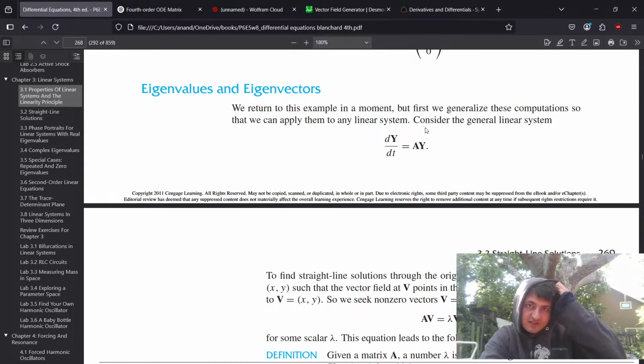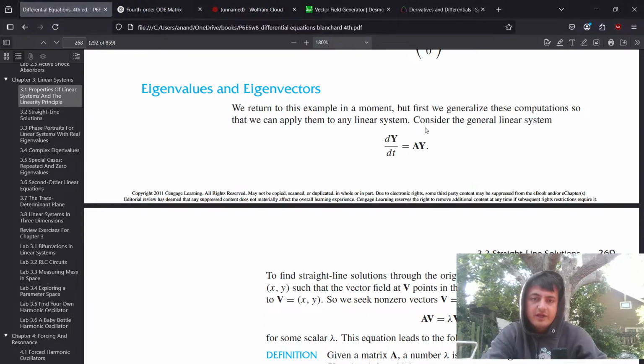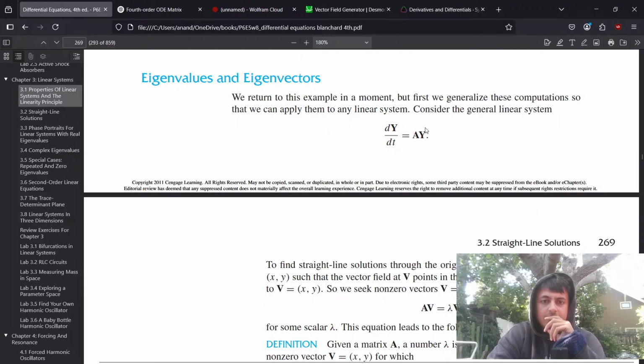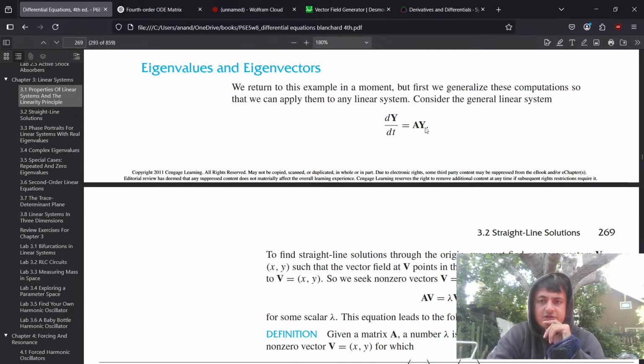All right, eigenvalues and eigenvectors, the cool way to describe this. We will return to this example in a moment, but we first generalize these computations so that we can apply them to any linear system.